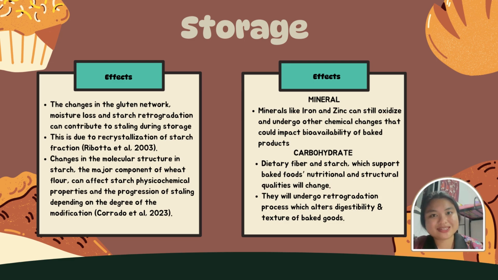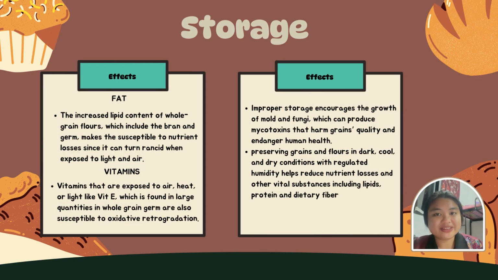cakes and pastries. In fat, the increased lipid content of whole grain flour, which includes the bran enzymes, makes it susceptible to nutrient losses since it can turn rancid when exposed to light and air. Vitamins that are exposed to air, heat, and light, such as vitamin E, which is found in large quantities in whole grain, are also susceptible to oxidative degradation.